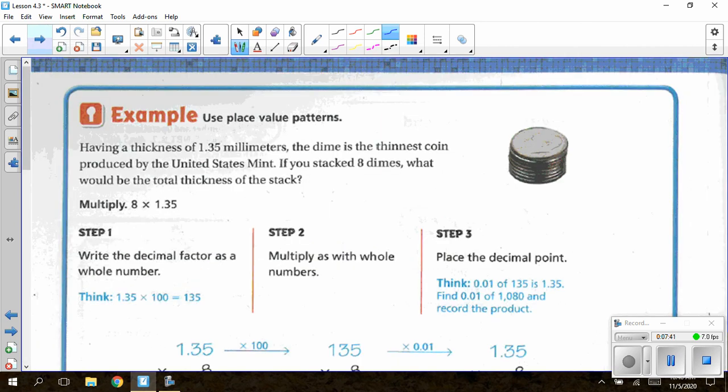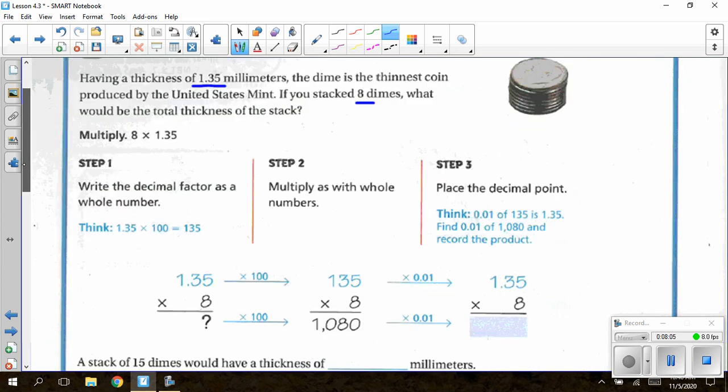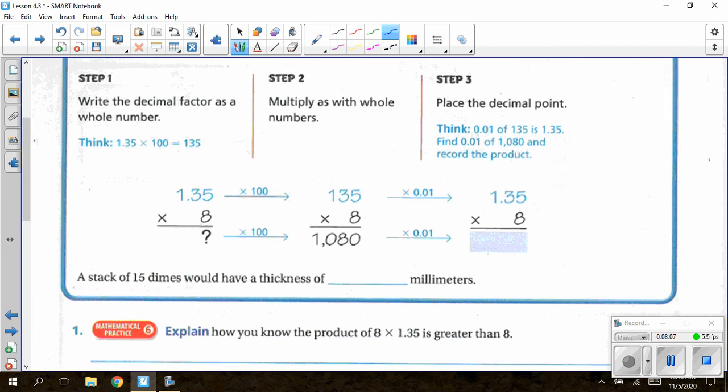Having a thickness of 1 35/100 millimeters, the dime is the thinnest coin produced by the United States Mint. If you stacked 8 dimes, what would be the total thickness of the stack? Again, I'm taking the thickness of one dime, and I'm going to multiply it by the number of dimes that I have. So 1 35/100 times 8. Again, just like I told you, we multiply like these are two whole numbers. That is why they are showing 135 times 8. When I do this, I would have 1080. They did the work for us on this.